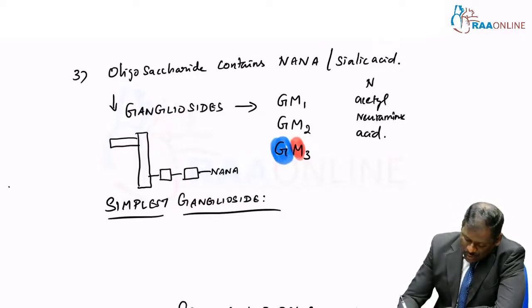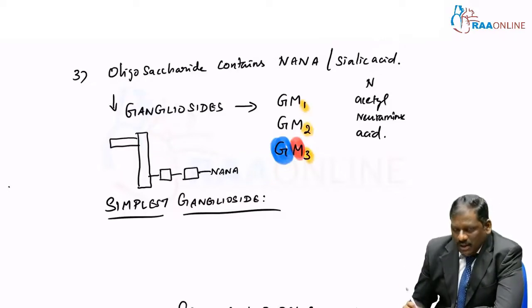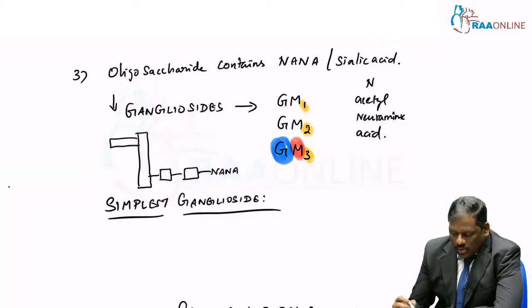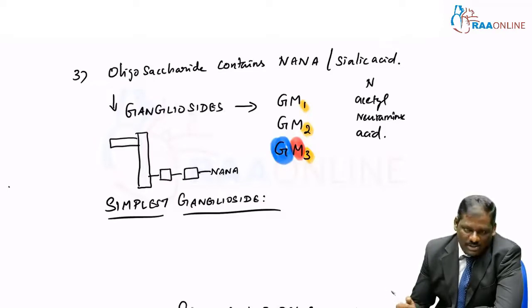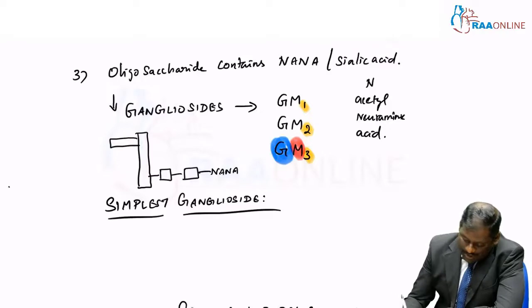Clear? And these numbers 1, 2 and 3, what are those numbers actually? These numbers denote the chromatographic mobility of these gangliosides. When these gangliosides are placed in a chromatographic chamber, they start moving. So the 1, 2 and 3 denote the chromatographic mobility. Which one is the simplest ganglioside among these three? The simplest ganglioside is GM3.